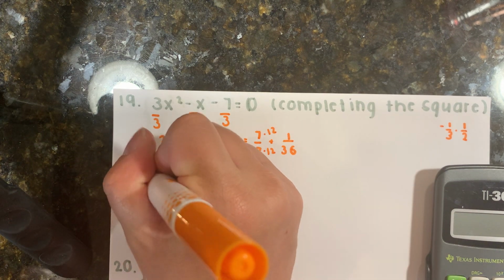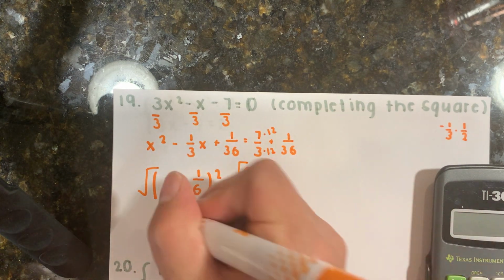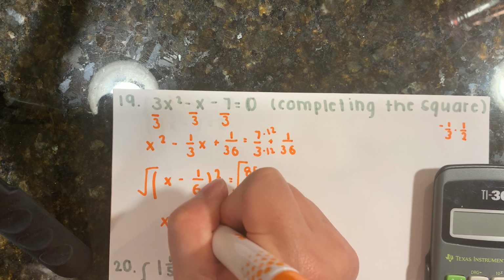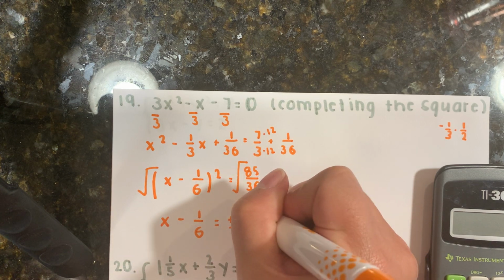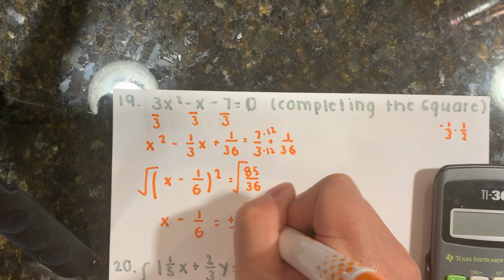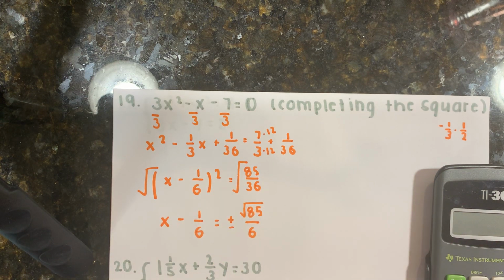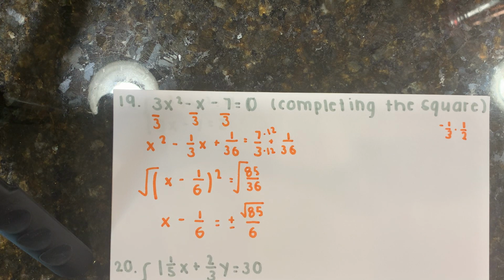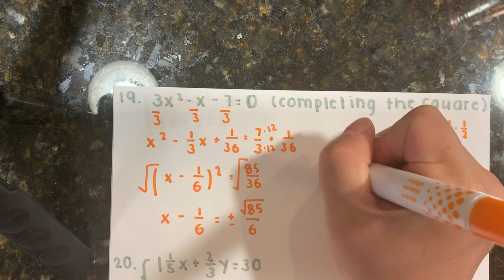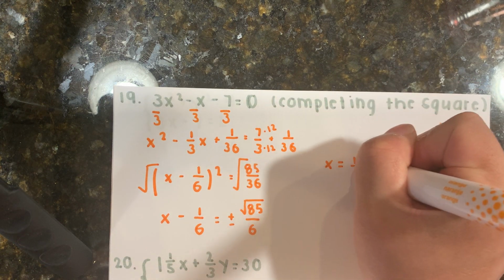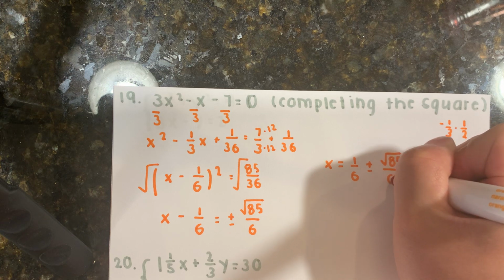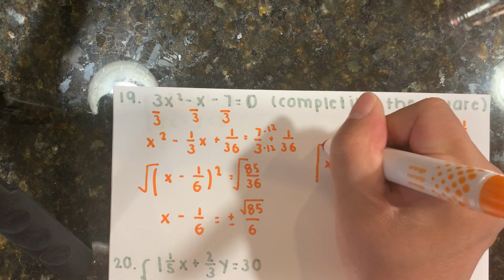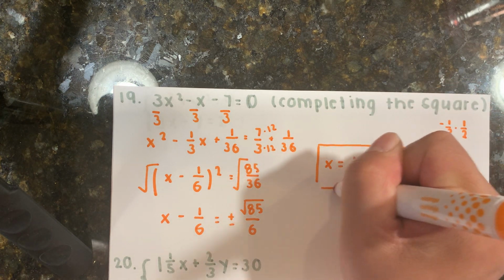I'm going to take the square root of both sides, which would give me x minus 1/6 equals plus or minus the square root of 85 over 6. And all I have to do last is to move the 1/6 to the other side, giving me x is equal to positive 1/6 plus or minus the square root of 85 over 6. And that's all you have to do to complete the square.